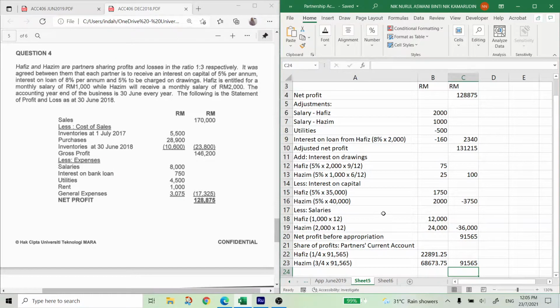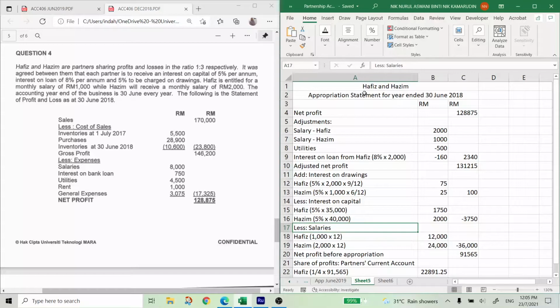Okay, that's it. So this is the appropriation statement. The appropriation statement is a continuation from the profit or loss. We start the appropriation statement from the amount of net profit. Because in this question we need to adjust, we first adjust the amount of net profit for the salary of Hafiz, the salary of Hazim, the amount of utilities not yet recorded, and also the interest on loan from Hafiz, which is not yet recorded as well.